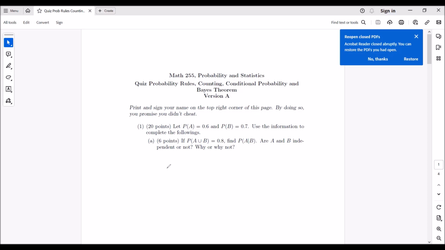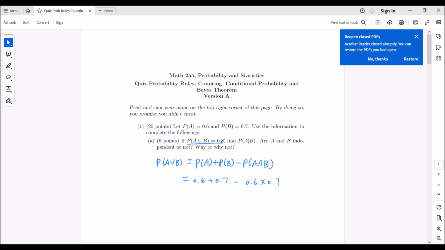Okay, so let's look at part A. The probability of A union B equals 0.8. And we're looking for the probability of A given B. Now, one common mistake is that people just assume independence. So they say we're going to use the union rule, the sum of the probabilities, and then you subtract the probability of the intersection, and then they plug in numbers. Actually, I have seen a lot, 0.6 times 0.7. This is quite wrong because in general, you're not able to assume independence, especially when other information is given.